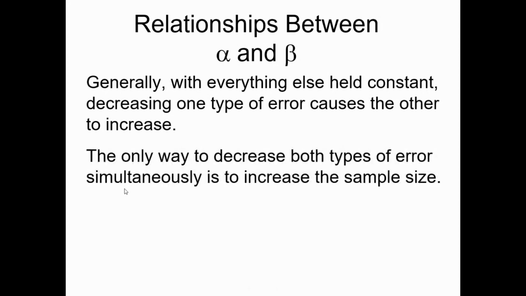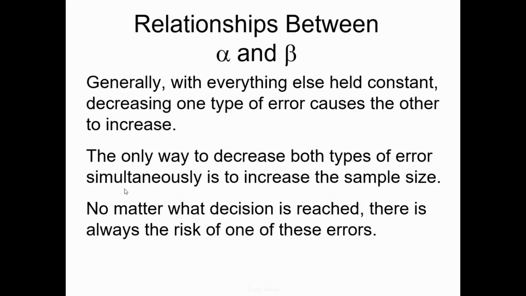So the only way to decrease both types of error simultaneously is to increase our sample size. Jack the sample size way up there, then your errors will decrease. So no matter what decision is reached, there's always going to be the risk of having one of these errors occur.